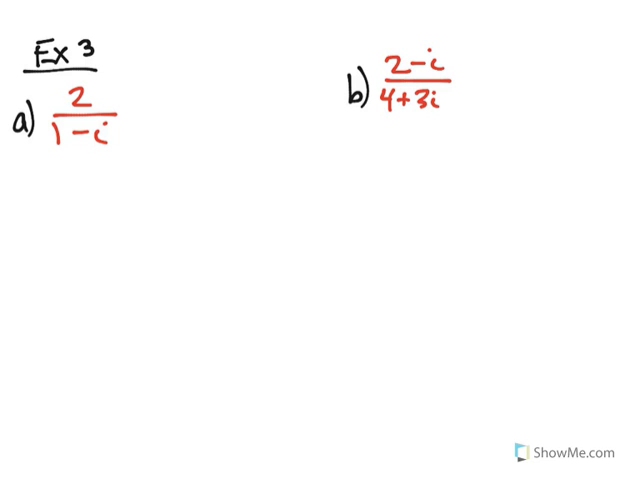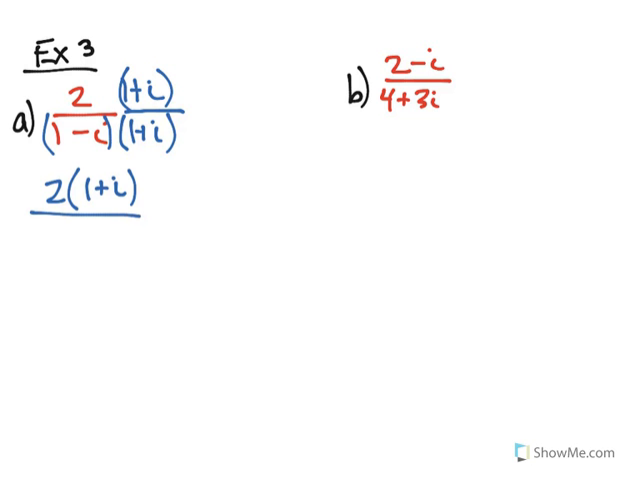Now for dividing. What I want to do is get rid of the i on the bottom. So the way I get rid of that is I'm going to multiply top and bottom by the conjugate. So I'm going to multiply the bottom by 1 plus i and the top by 1 plus i. When I do that on top, I get 2 times 1 plus i, but on the bottom I get 1 squared plus 1 squared.